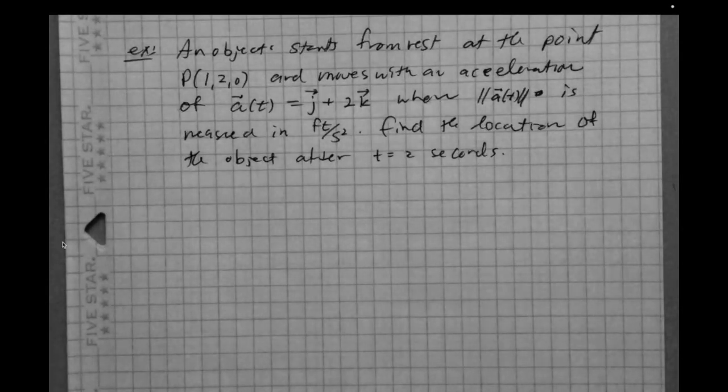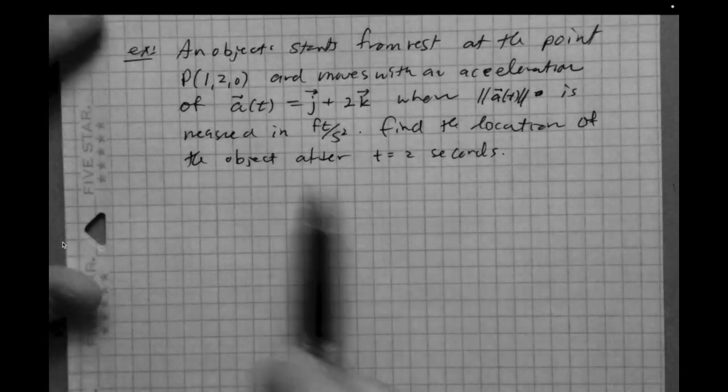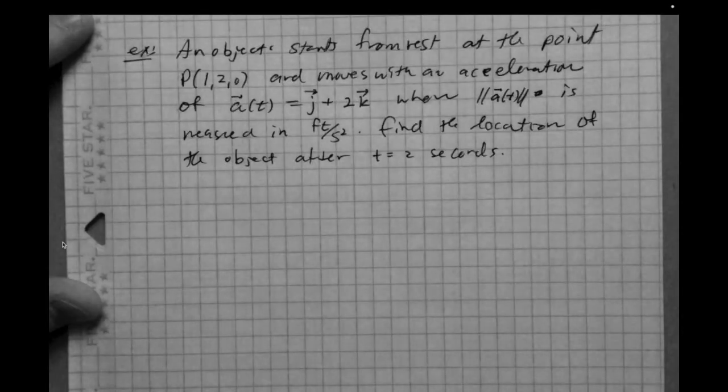Okay, and so we're given acceleration, we're asked to find a position. So that means we're going to have to reverse the process. We have to use acceleration to derive position. So what that means is we're going to be integrating a vector valued function to get another vector valued function. We're going to integrate acceleration to get velocity, and then integrate velocity to get position. Okay, and so a couple of things that we can pull out of here that are important first.